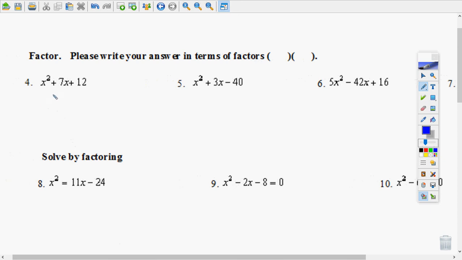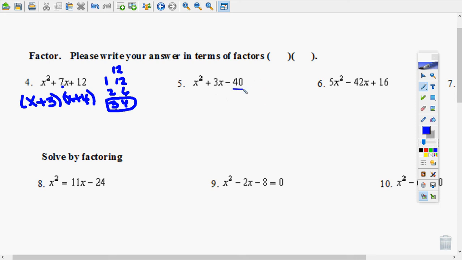On number 4, we're going to go ahead and factor. What two numbers multiply to make 12 and add to make 7? So we look at the factors of 12. We have 1 and 12, 2 and 6, 3 and 4. So 3 and 4 add to make 7. So it'll be (x plus 3)(x plus 4). We can check our work by verifying that 3 plus 4 is 7 and 3 times 4 is 12. So we're winners.